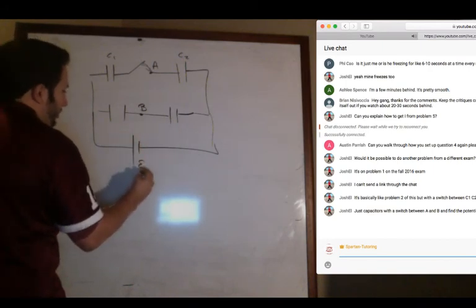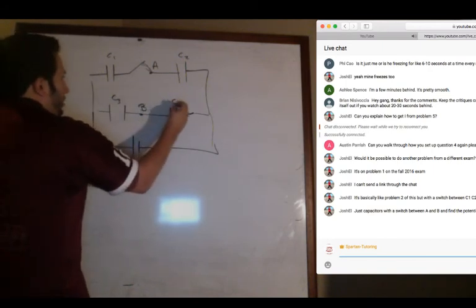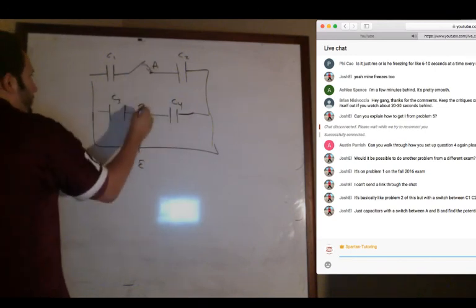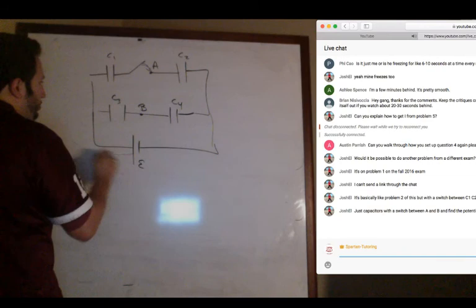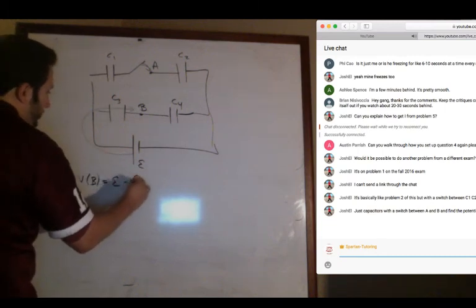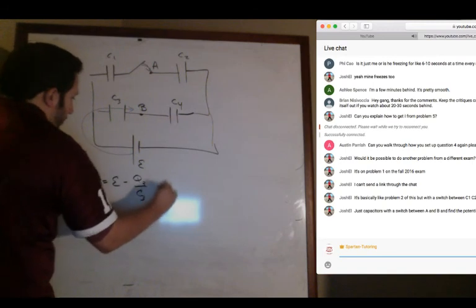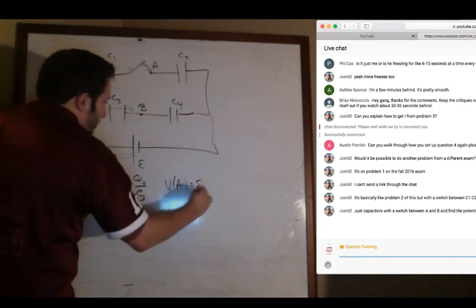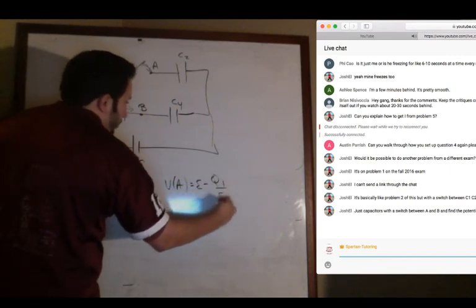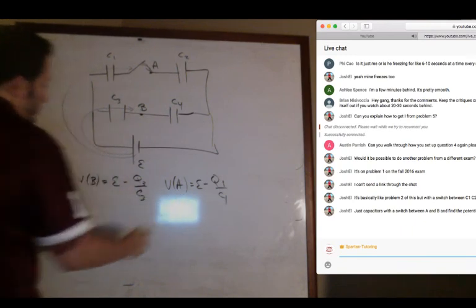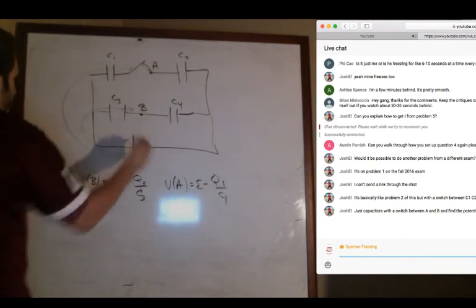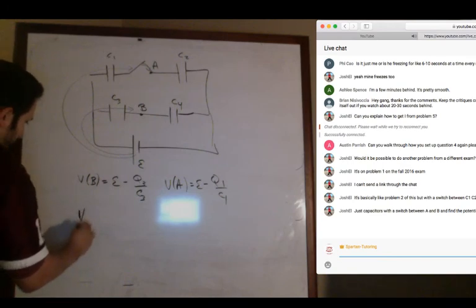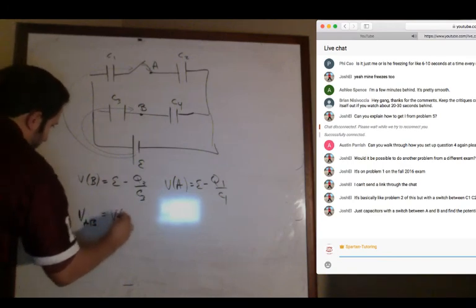If this is your EMF and this is your C3, C4, what's the potential difference between A and B? Honestly, just do the same thing. I wish I had more information, but I would say that V of B is equal to your voltage minus Q3 over C3, and then V of A, here's our battery, I come around like this, is equal to your voltage minus Q1 over C1. Whatever these numbers come out to be, your VAB would just be V of B minus V of A.